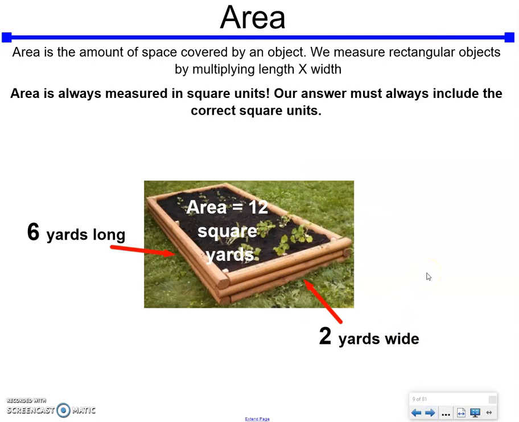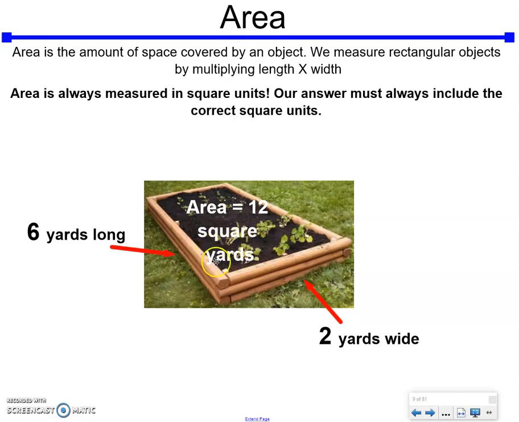Let's take a look at another real-life example. Here you can see a garden bed. This garden bed is 2 yards wide and 6 yards long. You'll notice that the unit we're using to measure the length of the sides on this rectangular object is yards. Yards is another length of measurement. Since this rectangle is 2 yards wide and 6 yards long, I know I would multiply 6 times 2 or 2 times 6 to find the total area. 2 times 6 is 12, so the area of this entire rectangular garden bed, the amount of space that it's covering, is 12 square yards.